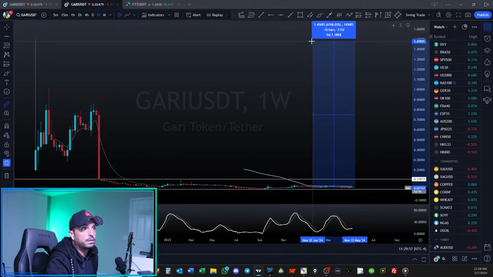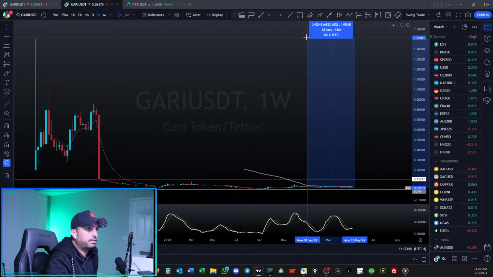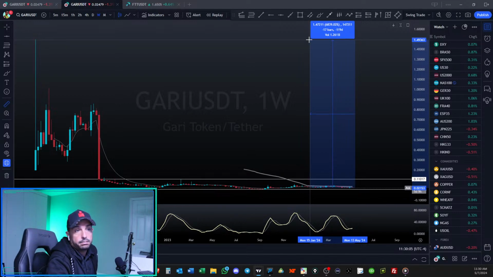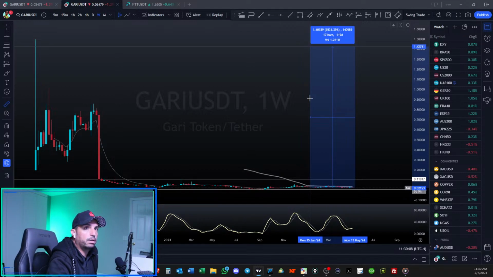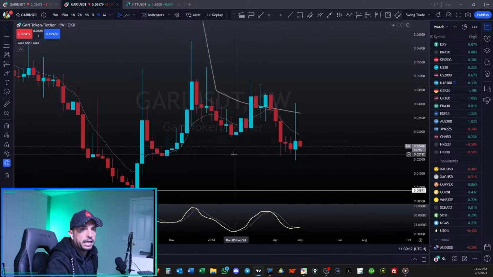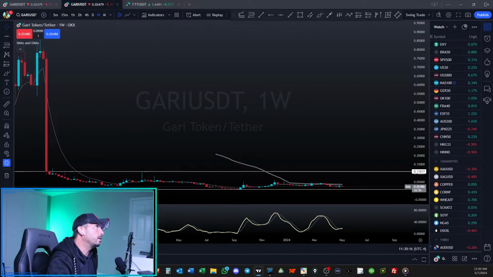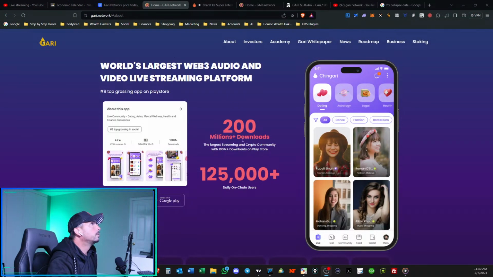Oh, this is 69. That's like 60x at the top. I don't think it can do that, but bull markets, you never know. It's pretty big. I wouldn't buy in anything. I would wait to see if the catalyst comes. It has 200 million downloads, so it's a good thing.